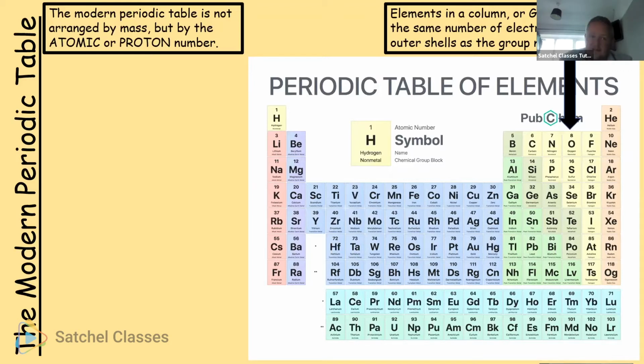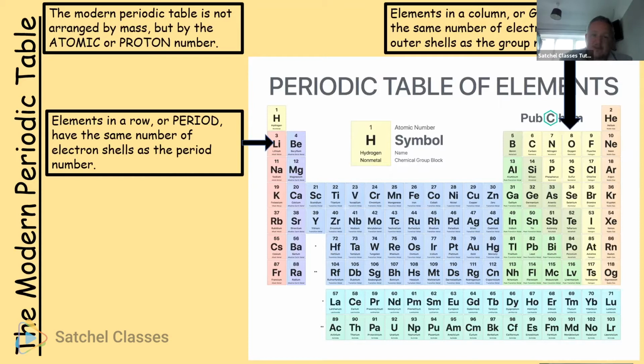Elements in a row or period have the same number of electron shells as the period number. That means however many rows you're going down is how many shells you've got. Hydrogen and helium are period 1, the first row. They have 1 electron shell and it holds a maximum of 2 electrons. Period 2, lithium, beryllium, boron, carbon, nitrogen, oxygen, fluorine, and neon, they have 2 shells. Period 3, sodium, magnesium, aluminium, 3 shells, and so on as you go down the group.